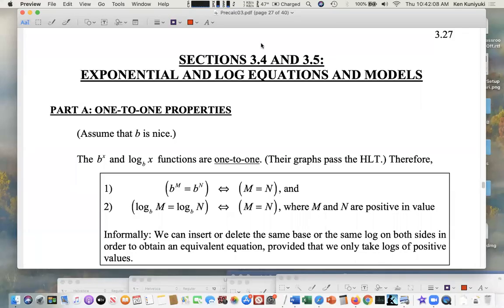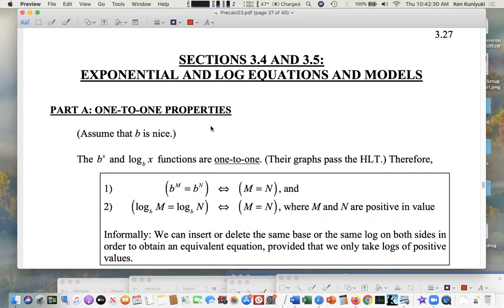Hi, everyone. I'm combining a couple of sections from textbooks. We're going to do exponential and log equations and related models, answering related questions. Okay, so first of all, one thing that's going to help us a lot in terms of solving these kinds of equations will be the one-to-one properties.